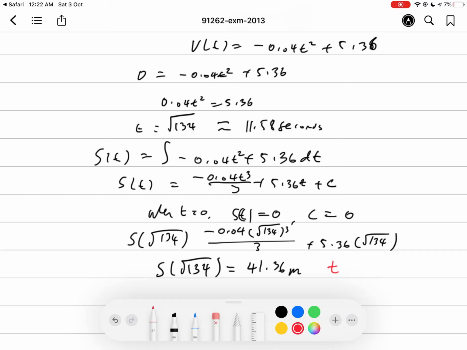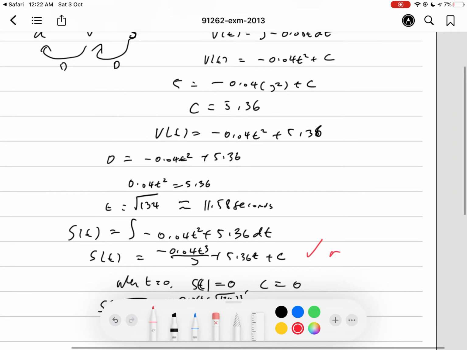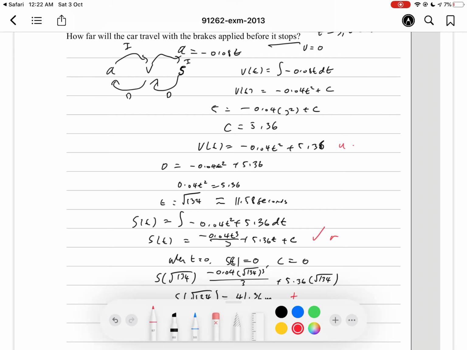In order to find a merit, the distance function needs to be formed. So distance function formed will get you a merit. So the distance function is here, that will get you a merit. To get an achieved grade, we need to find the velocity function. So velocity function found will get you an achieved.